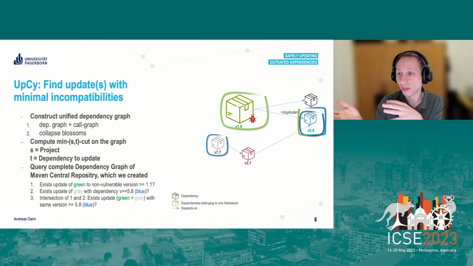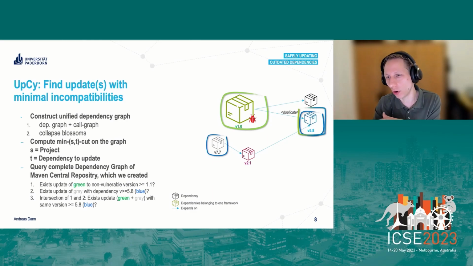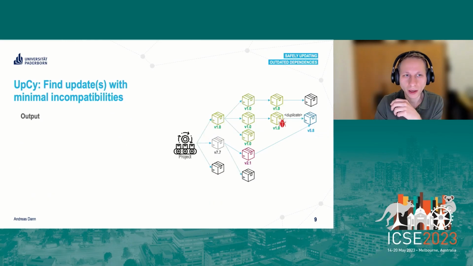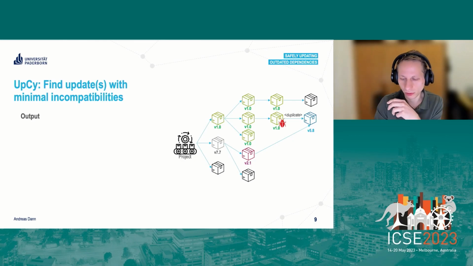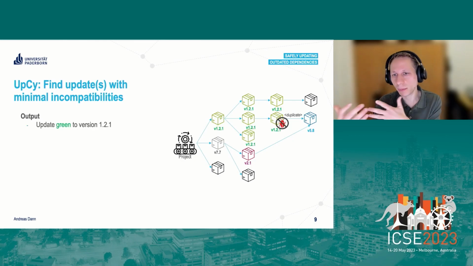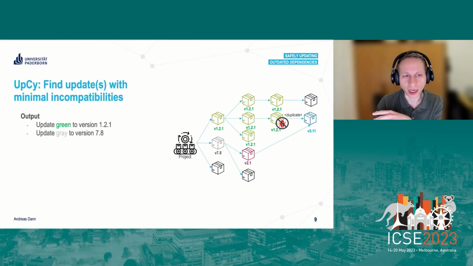So we ask: does an update of the green packages and the gray package exist that both depend on the same version of the blue open source package? And as an output, our tool produces update steps of multiple dependencies that developers can include as direct dependencies into their project. For instance, that the green packages need to be updated and that the gray package needs to be updated to the version 7.8.